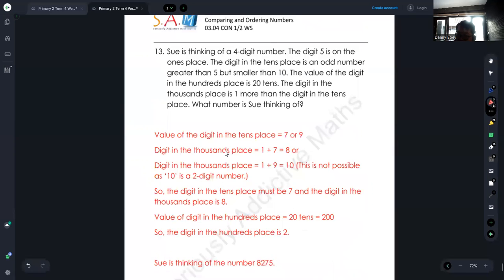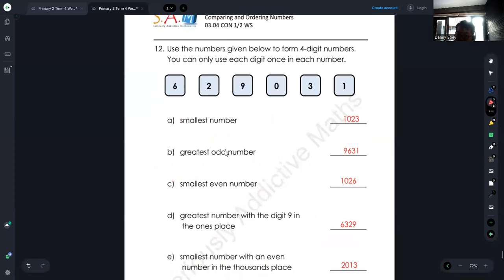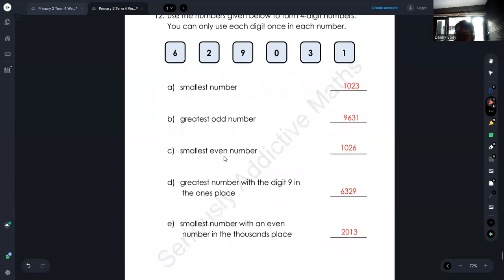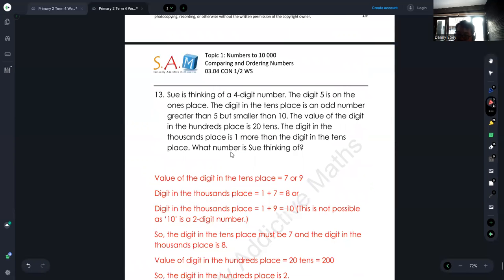Perhaps work out question 12 together with them. Smallest number, greatest odd number, smallest even number, greatest number. And for this question, if there's still enough time, it'd be good to go through with them. But if not, show them how to do this. So digit 5 is on the ones place. First of all, it's a 4-digit number, so they should write it this way first, 4-digit number, to make a guess.